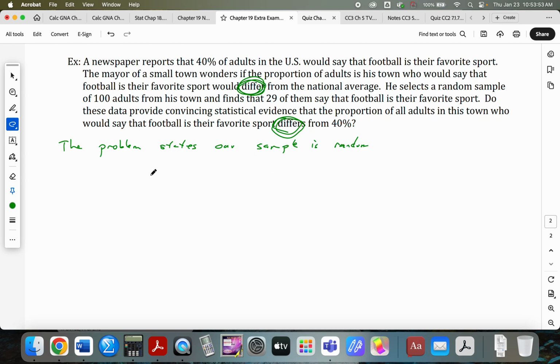All right, so the sample is random. What's next? Independence. So less than 10%. So we're going to check for the less than 10%. So we'll assume that 100 adults is less than 10% of all adults in this small town.